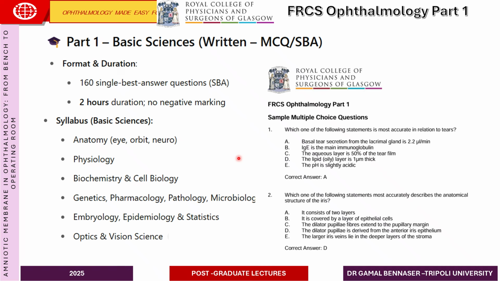As you know, the first part is meant mainly for assessing your knowledge in the basic sciences and is mainly made up of MCQs, around 160 MCQs, single best answer questions with no negative marks, for 2 hours. And these are the different syllabus topics that you are asked to be aware of in the first part exam. And this is a sample of the MCQs for the first part exam.